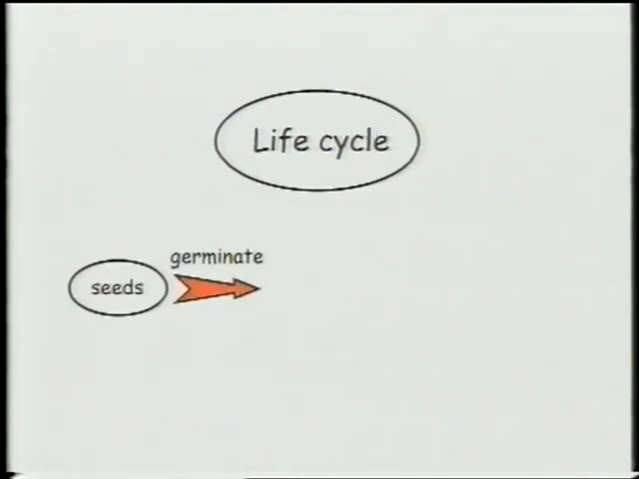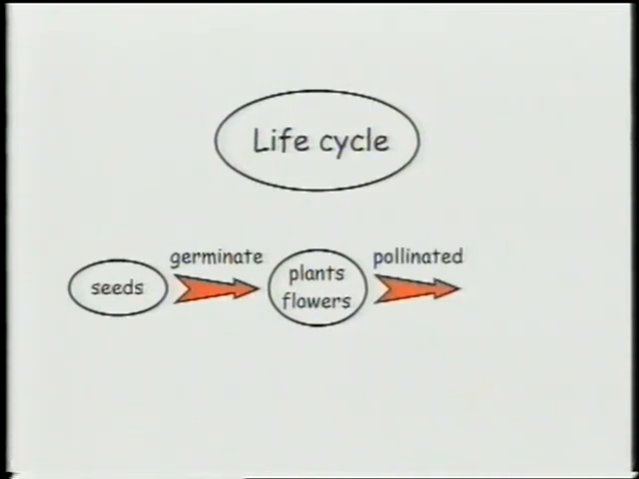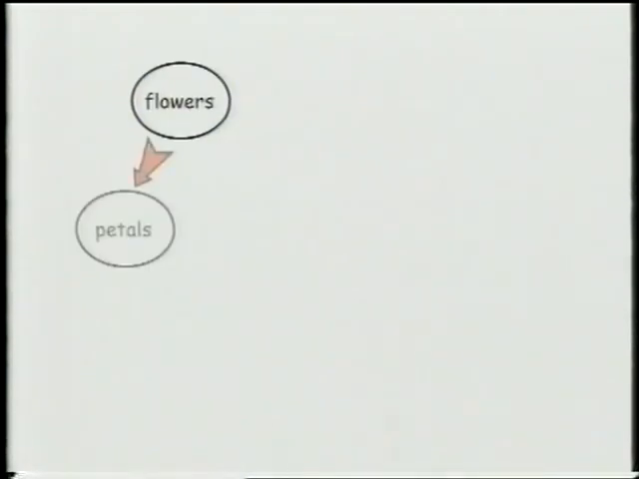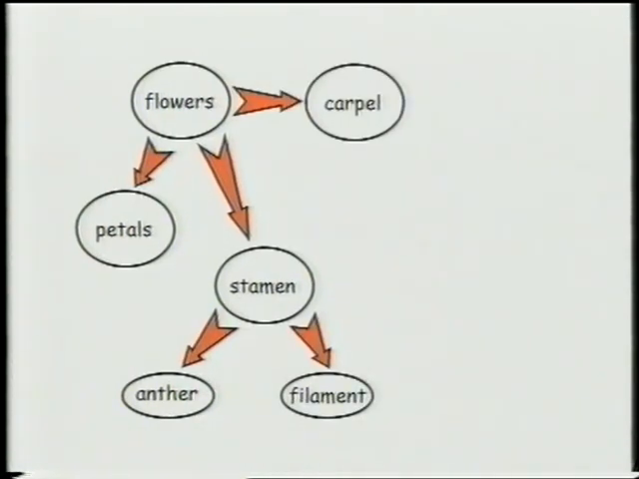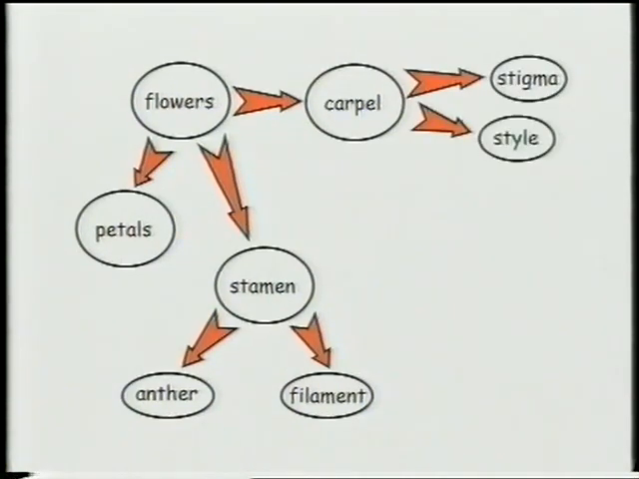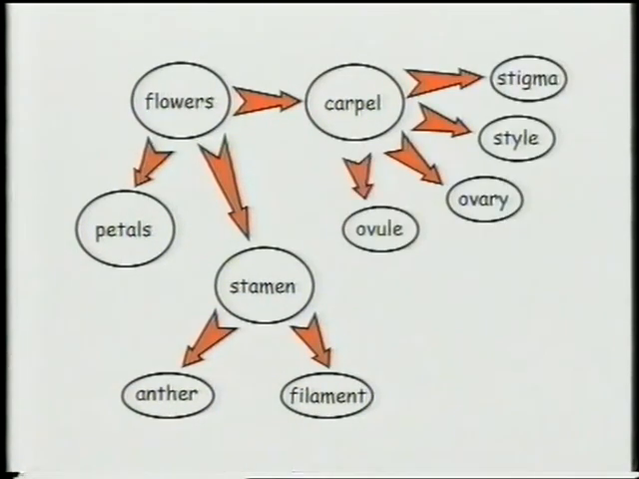The plant life cycle starts with the seeds, which will germinate to produce new plants which will have flowers, which can be pollinated and produce new seeds. Flowers have petals, a male part, the stamen, which has an anther and a filament, a female part, the carpel, which has a stigma, a style, an ovary, and an ovule.